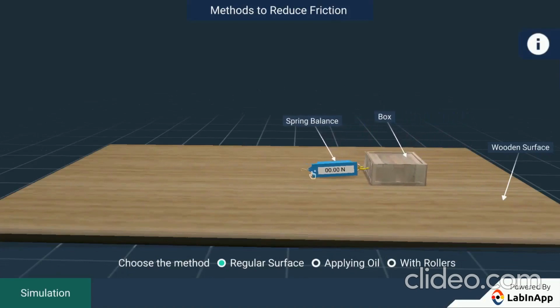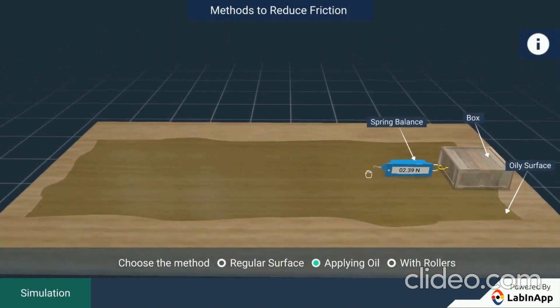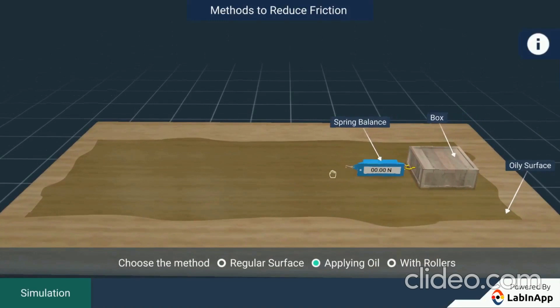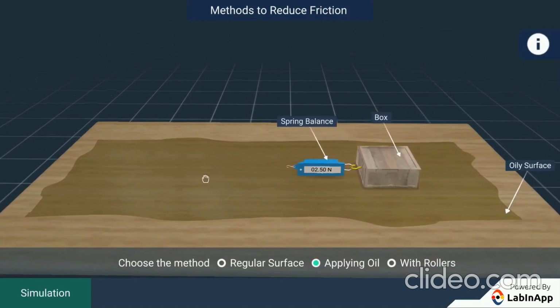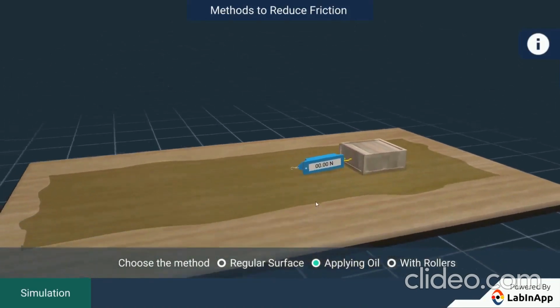This is the force of friction between the surface of the box and the table. Spread some oil on the table and repeat the activity on the oily surface. This time, the balance reads only 2.5 Newton. This is because of the thin, smooth layer of oil formed between the two surfaces. Substances that reduce friction, like oil, are called lubricants.